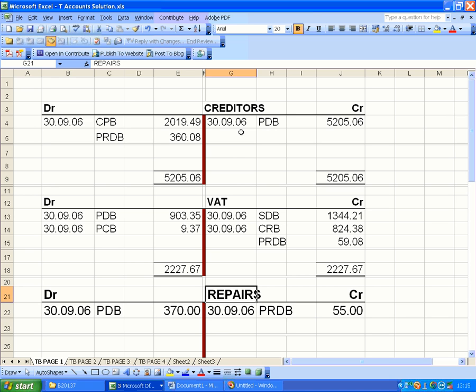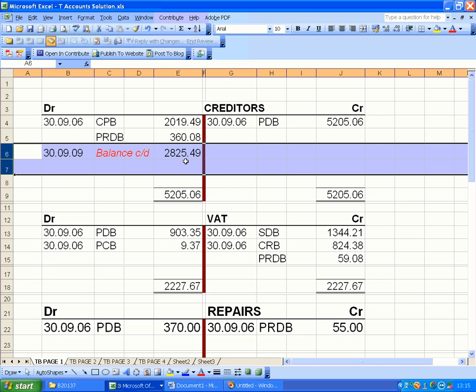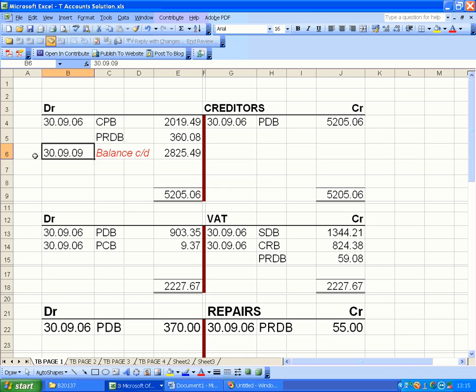it is now time to balance the T accounts and determine which side has the highest value and insert a difference onto the side to make that difference equal the balance of both sides of the T account. In this case, the credit side is the highest, 5205, so we have to establish what the balance is to make the debit side equal to the credit side, and in this case the balance is €2825.49. We insert the date, and this is the figure that's going to be carried down to the beginning of the next period.